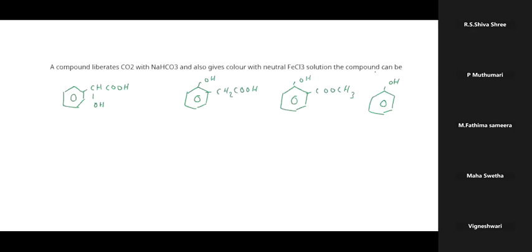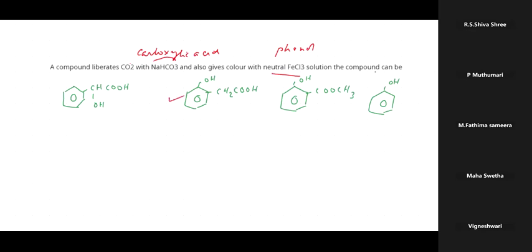Look at the question. A compound liberates carbon dioxide with sodium bicarbonate and also gives color with neutral ferric chloride solution. The compound can be. In order to liberate carbon dioxide with a sodium bicarbonate solution, it has to be a carboxylic acid. And in order to give color with neutral ferric chloride solution, it should be a phenol. So the compound which contains a phenol and the carboxylic group is this.